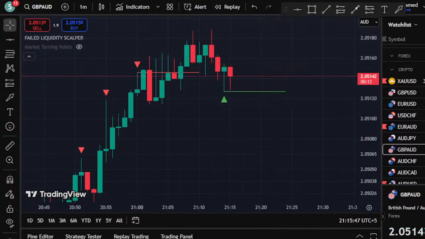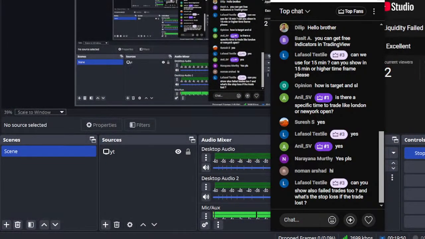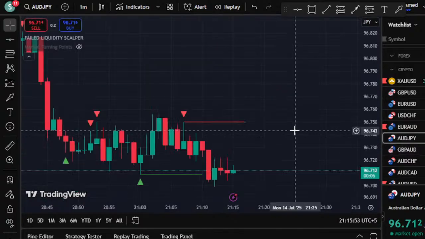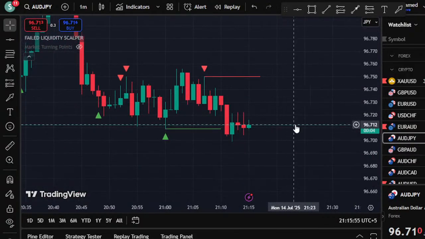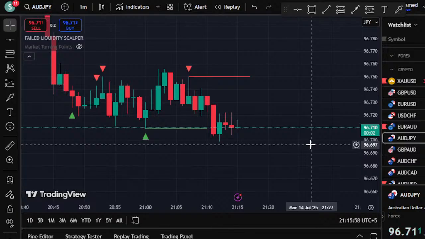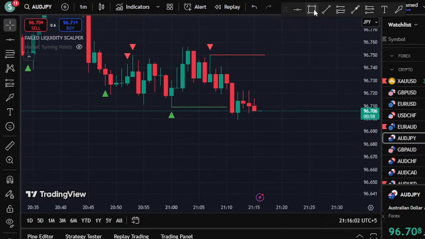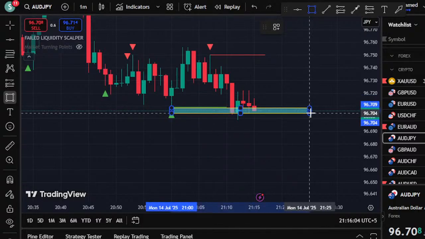Okay, any other question? Trades towards the stop. Okay, I have talked about the stop loss, brother. The stop loss is very simple: 3 to 4 candles that are against you are your maximum stop loss. No need to go further. Okay, now just look at this AUDJPY.